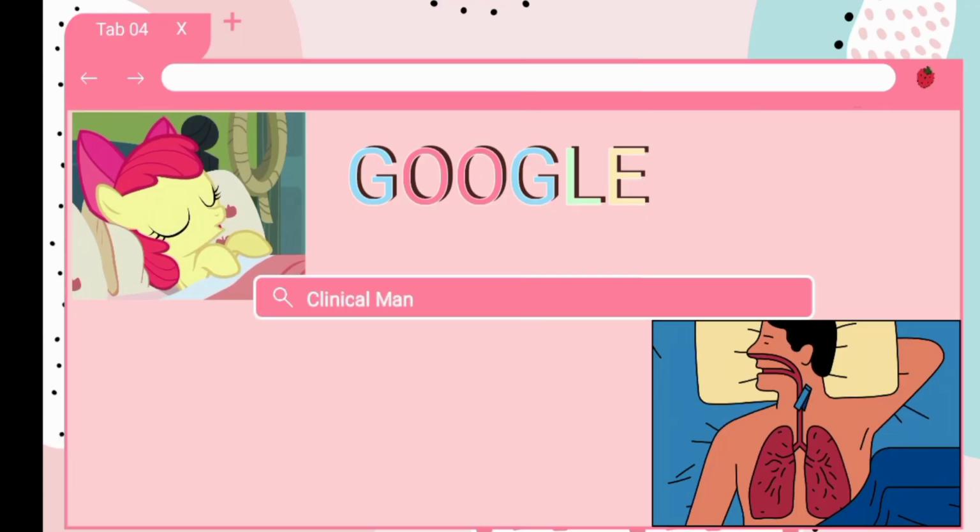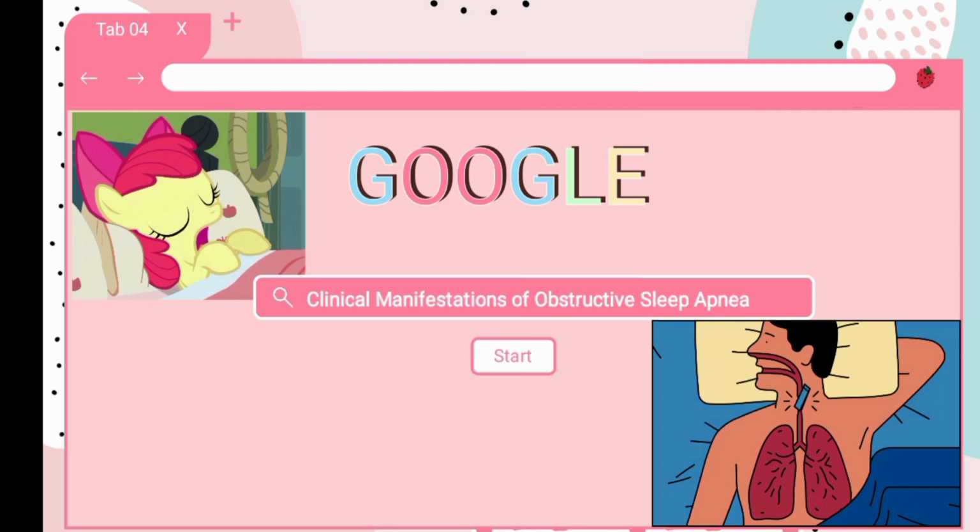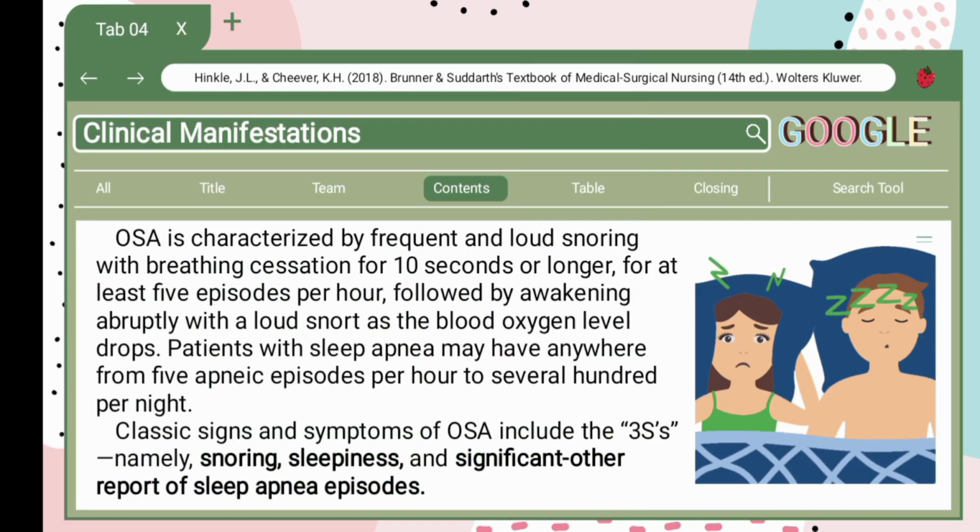Clinical manifestations of obstructive sleep apnea, or the signs and symptoms. It is characterized by frequent and loud snoring with breathing cessation for 10 seconds or longer, for at least 5 episodes per hour, followed by awakening abruptly with loud snores as the blood oxygen level drops. Patients with sleep apnea may have anywhere from 5 apneic episodes per hour to several hundred per night.